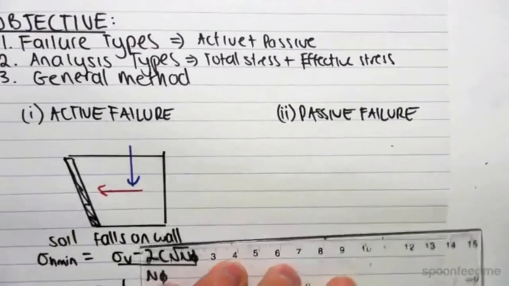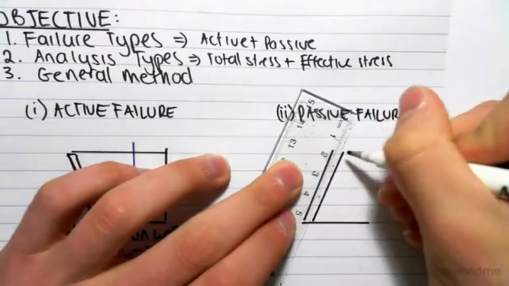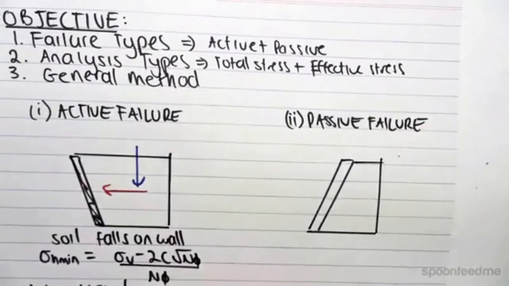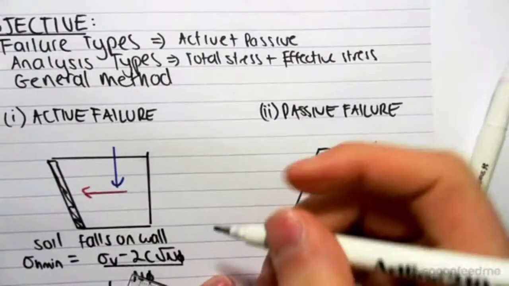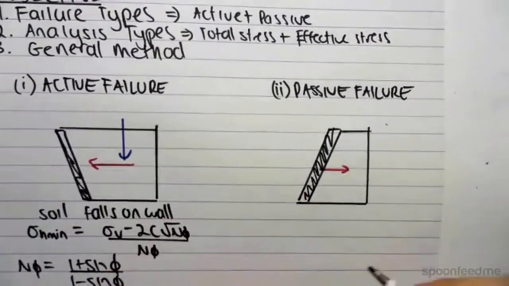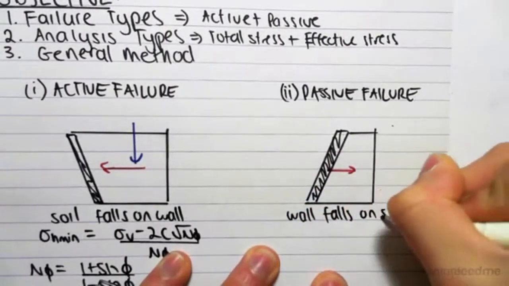A passive failure is the opposite. So a passive failure is when the wall falls on the soil because the soil isn't providing enough strength. So we have the wall falling on the soil. So our wall I'm putting in black. So the wall is falling on the soil. So wall falls on soil.